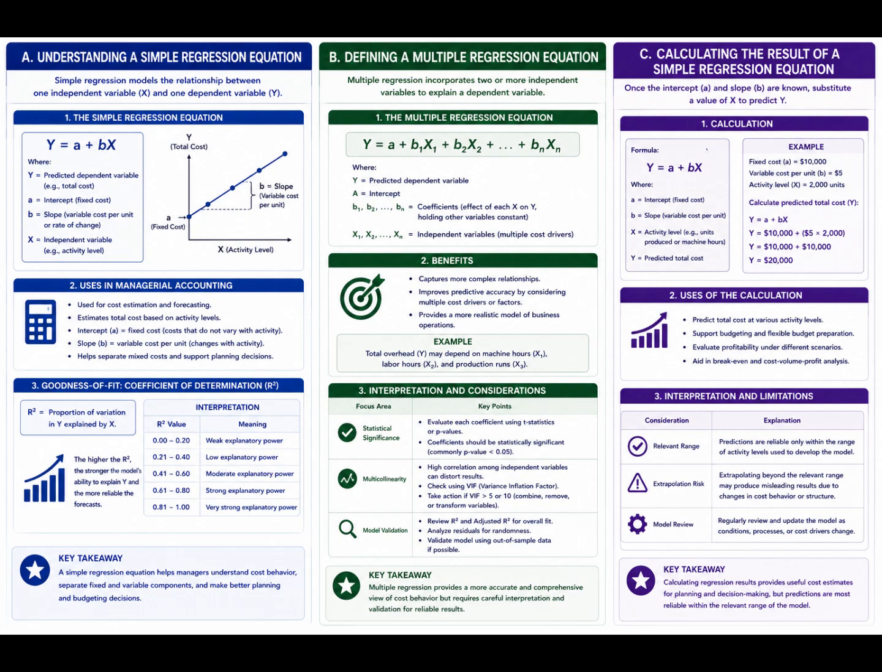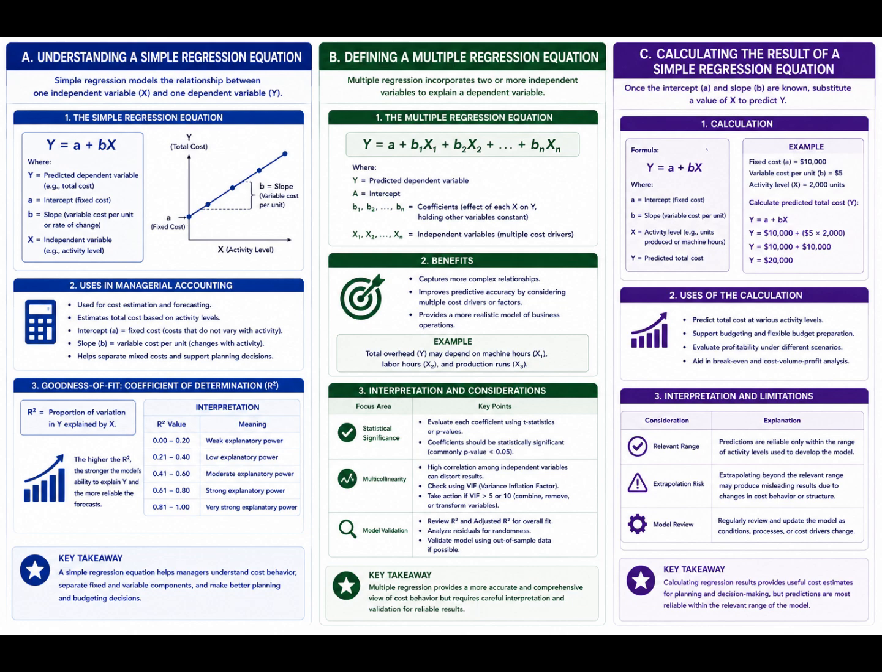A. Demonstrate an understanding of a simple regression equation. A simple regression equation models the relationship between one independent variable and one dependent variable. It is typically expressed as y equals a plus bx, where y represents the predicted dependent variable, a is the intercept, b is the slope, variable cost per unit or rate of change, and x is the independent variable.